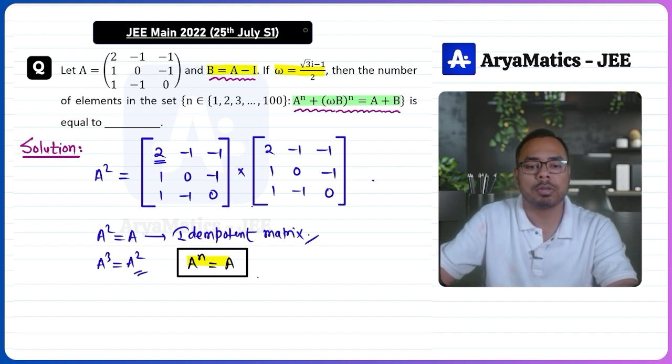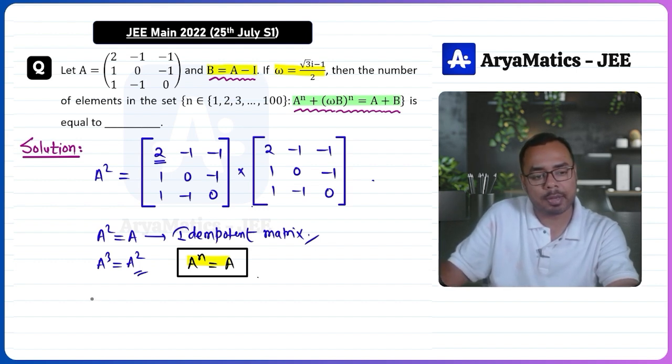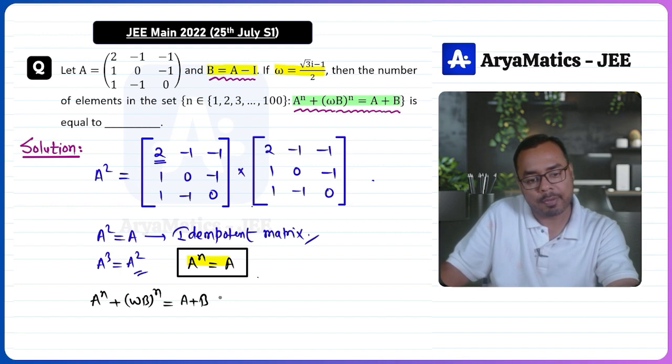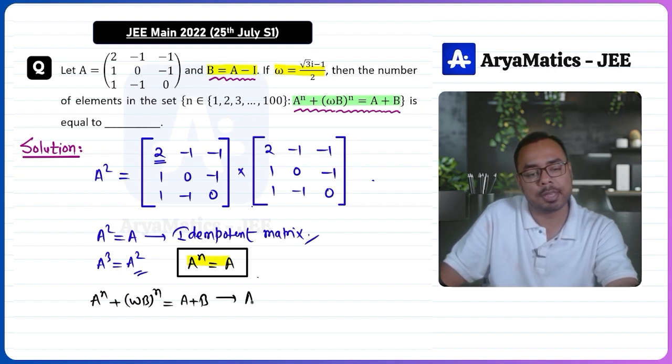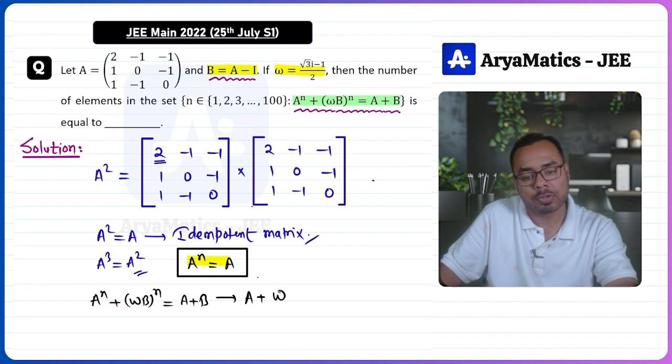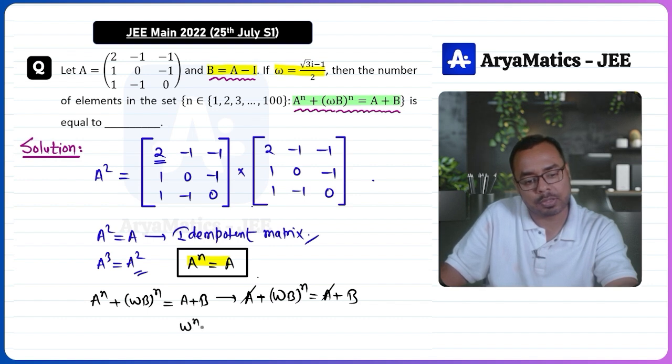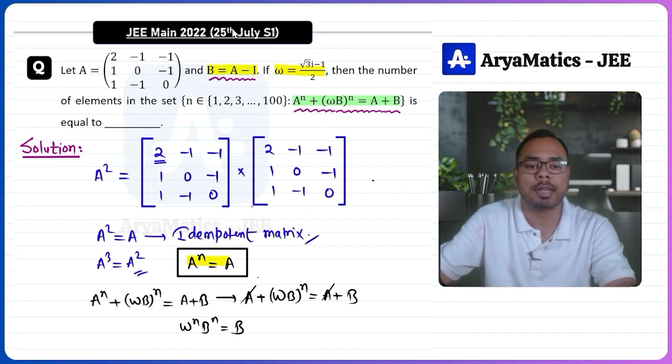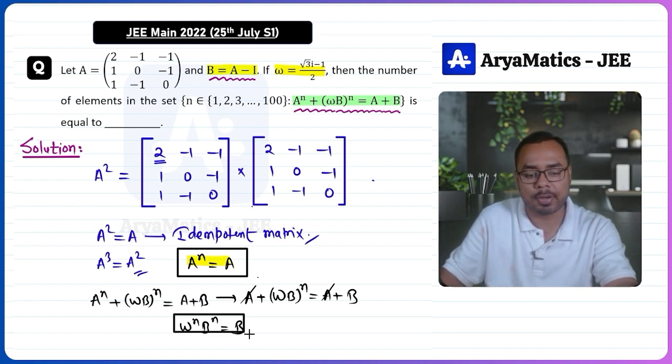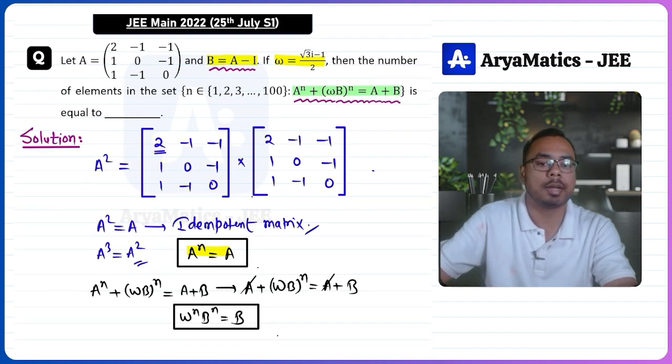So now this equation: A raised to n plus omega B raised to n, and on the right hand side, this is A plus B. If matrix A is idempotent, then A raised to n is nothing but matrix A. So basically we have omega B raised to n equal to B, since matrix A can be cancelled from both sides. So finally we have this relation: omega raised to n into B raised to n should be matrix B. This is the relation that we have to satisfy, because matrix A was idempotent, so A raised to n is matrix A only.